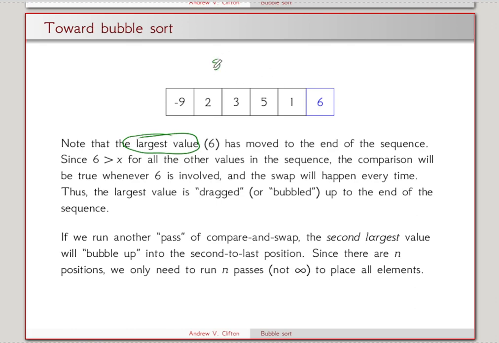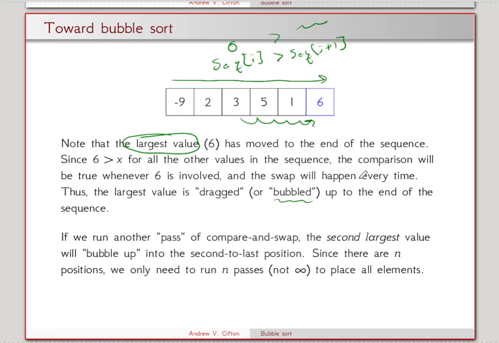In that comparison where I do sequence i greater than sequence i plus 1, 6 is always going to be greater than whatever comes after it. So we're always going to swap 6 up there. The effect of running a compare and swap from left to right is to find the largest value and drag it, or bubble it, up to the end of the sequence.